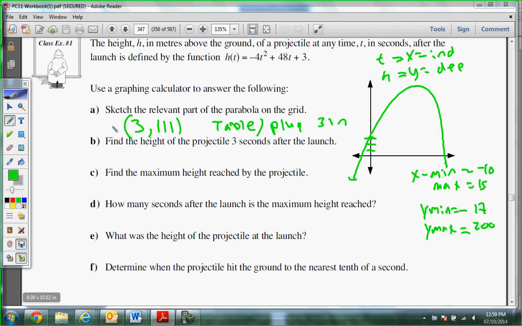Okay? Find the height of the projectile. Oops, I put that in the wrong spot. Sorry. Find the maximum height reached by the projectile. So we want to find max. Can somebody find the max for me? What is the maximum there?